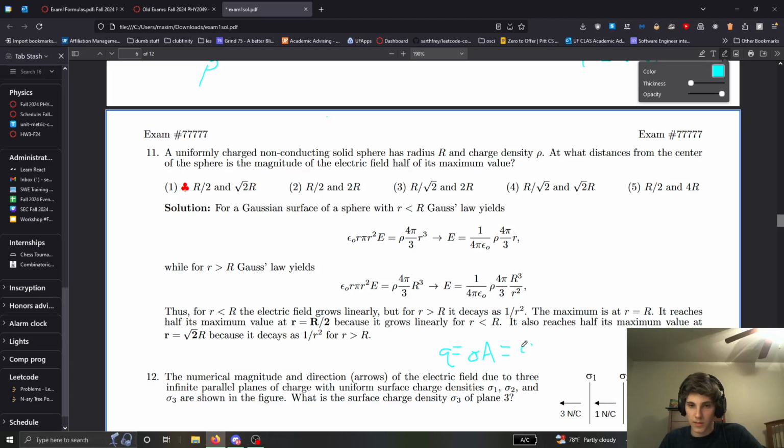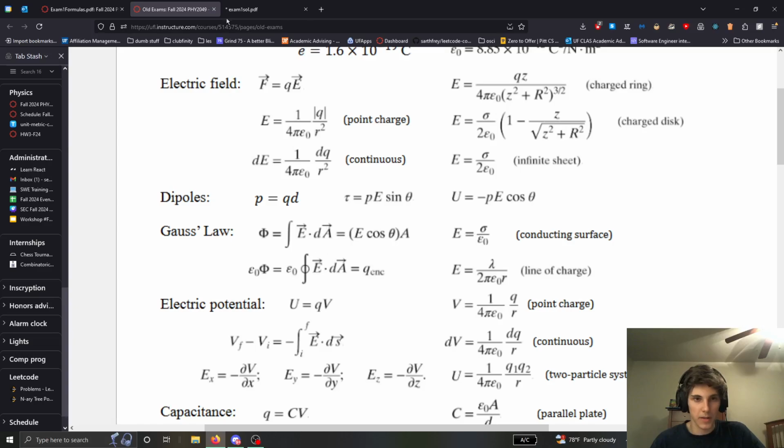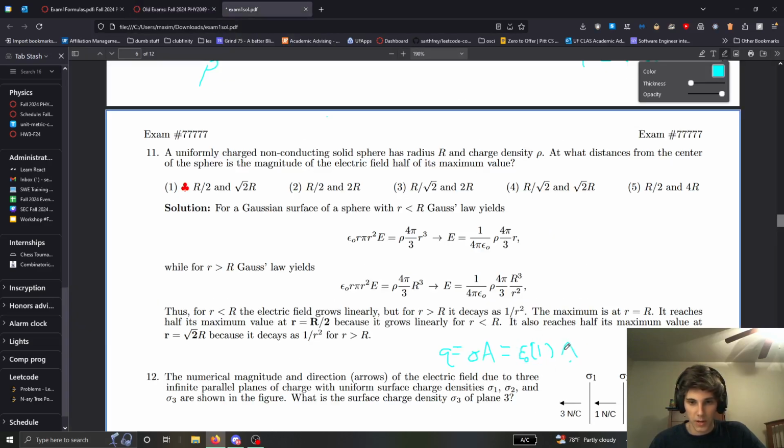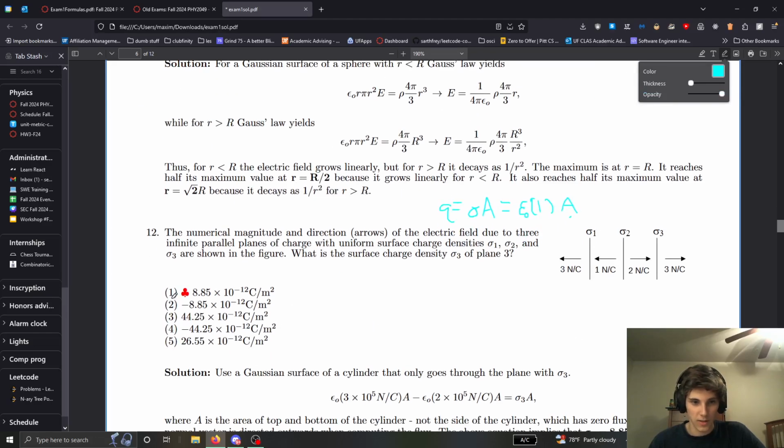Now, what is flux? Flux is the net amount of electric field. So it's the amount going out minus the amount coming in. So for this, if we're trying to solve for the surface density of plane 3, we got 3 coming out and 2 coming in, which means the flux is going to be 1. And this electric field is also multiplied by the area, which means that the two areas cancel, and we just get that epsilon 0 is equal to the surface charge density, which is what we see here.